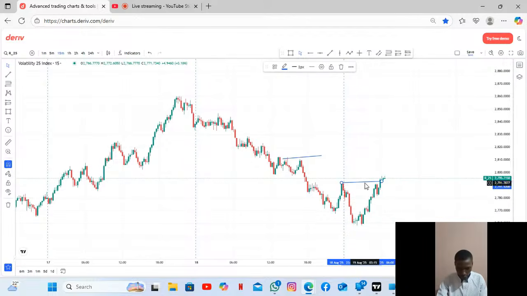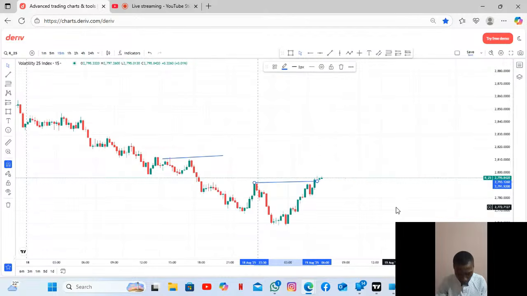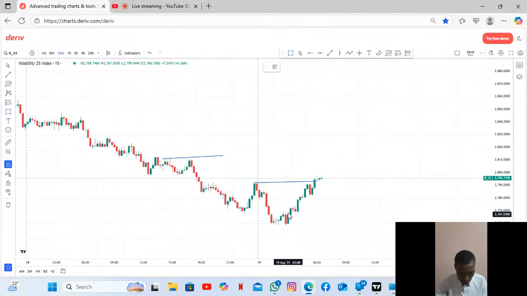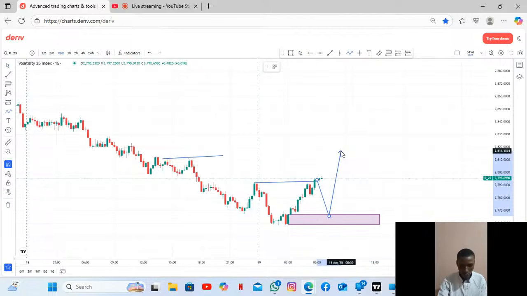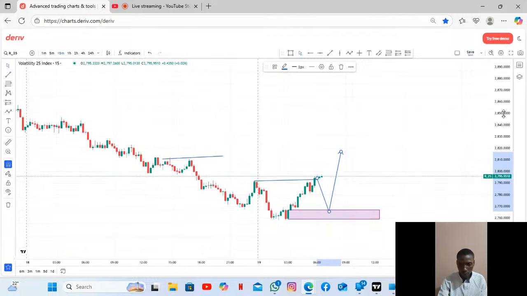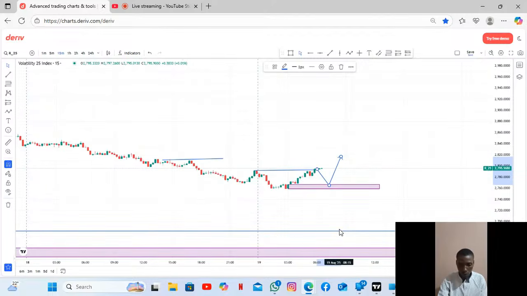We can see that there is a change of character here. And the other block we need to look at for now is this. You expect price to come, tap into this other block and go up. But if this other block fails to hold, then it means price is coming to sweep liquidity, tap in this other block and move on.